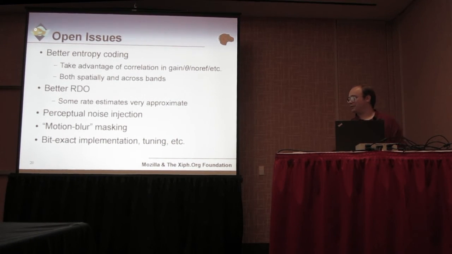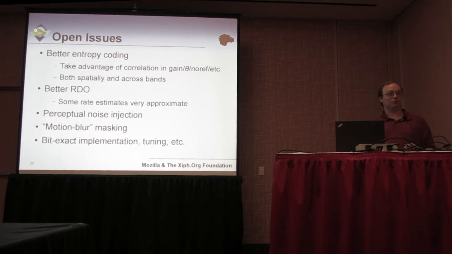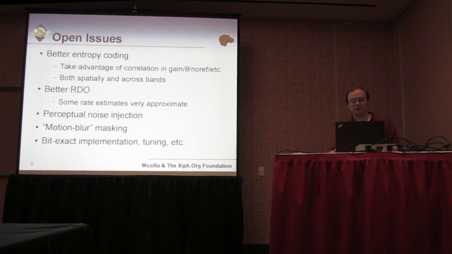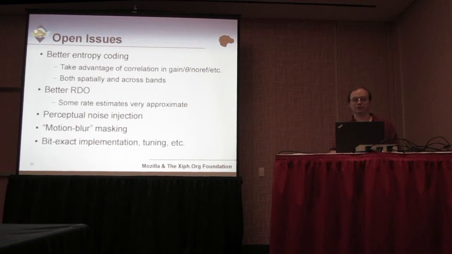There are some more far out things like trying to actually inject noise into places instead of coding what it is, and trying to account for motion blur. And then all of this stuff is currently implemented in floating point, and of course for a real codec you'd have to do this in fixed point and all that kind of stuff. So there's plenty of tuning work that can be done on this.